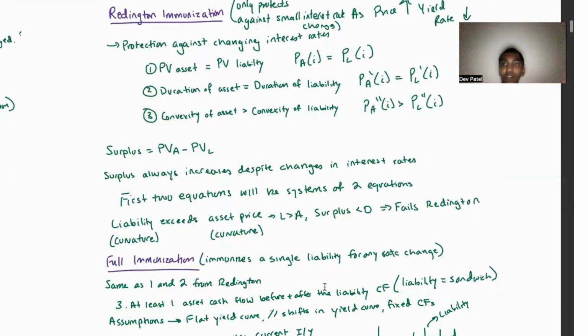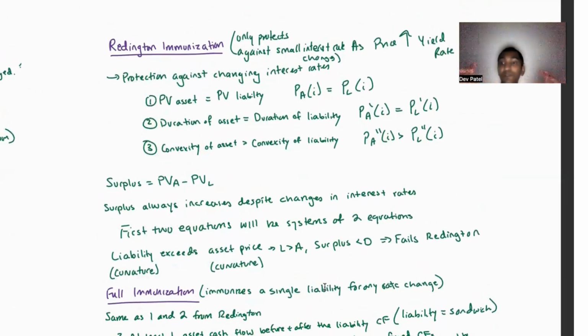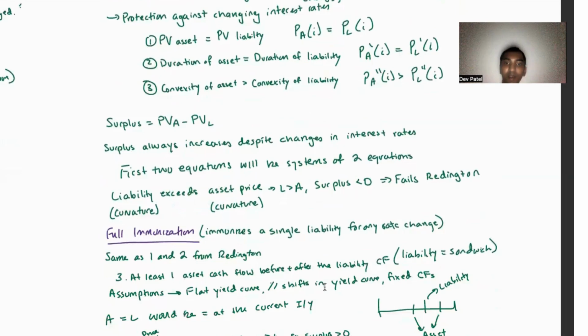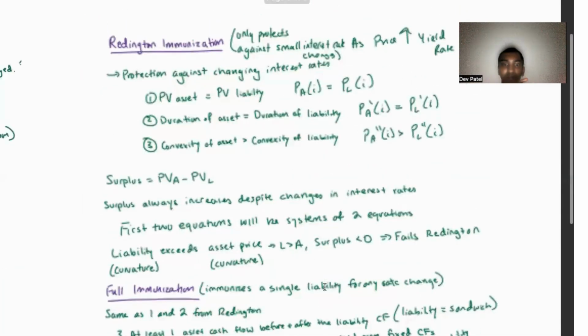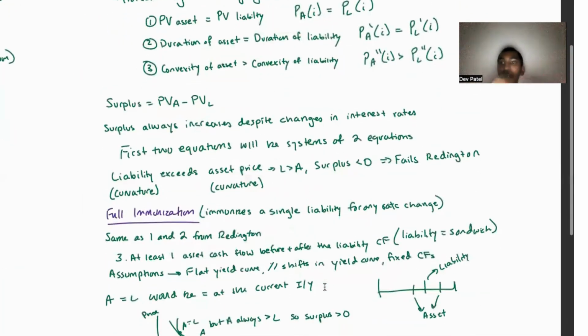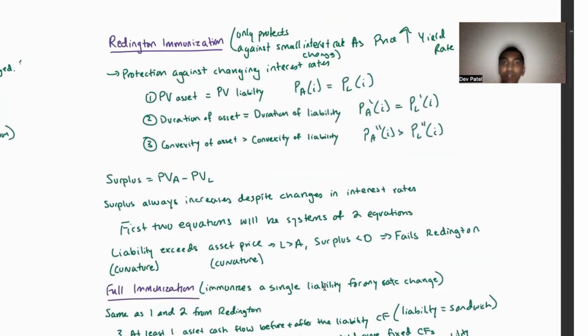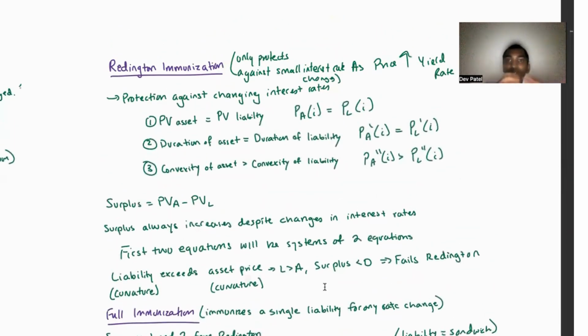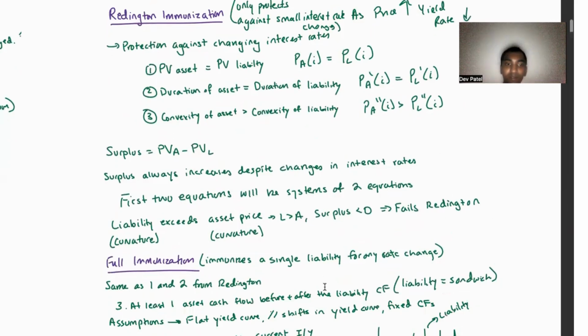And now full immunization, this is another immunization technique. You can test for full immunization first, and it might actually be easier to test for it first. If you know that a portfolio is fully immunized, then you already know that it satisfies Redington immunization. The entire purpose of this is to immunize a single liability against any rate change. So while Redington immunization protects portfolios against small interest rate changes, this protects portfolios against any interest rate changes. So that's the difference there.